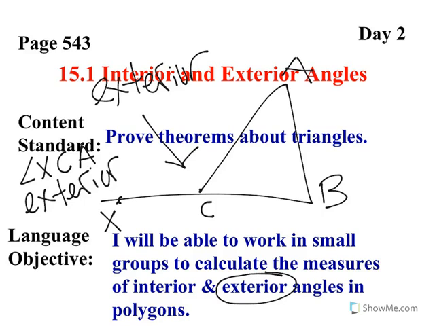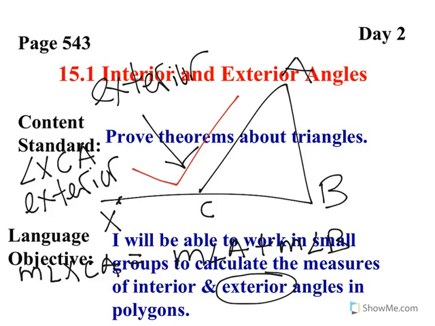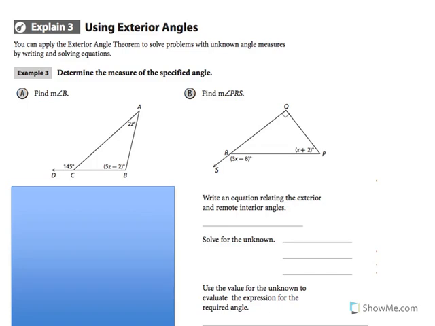And we say that the measurement of angle XCA is equal to the measurement of angle A plus the measurement of angle B. What we're saying is that this angle here is equal to the sum of this angle plus this angle. Let's go over to our example 3. Using exterior angles, you can apply the exterior angle theorem to solve problems with unknown angle measures by writing and solving an equation.